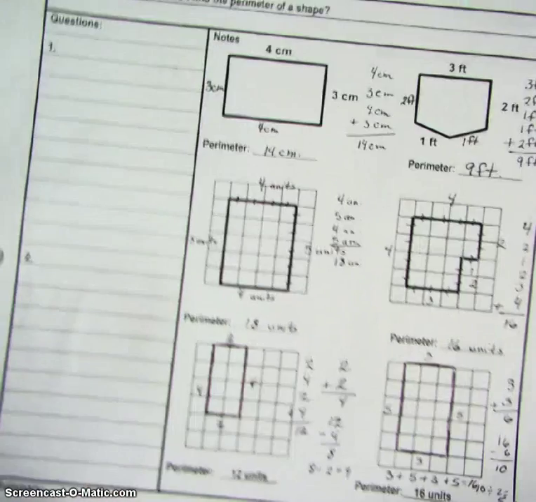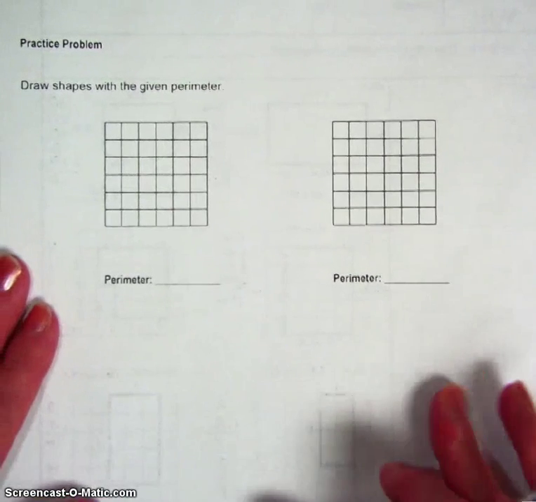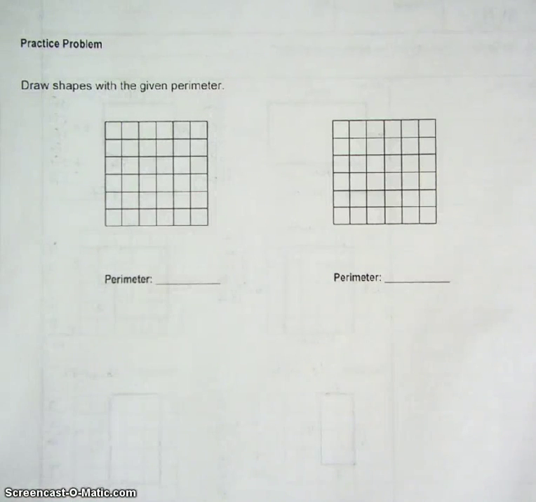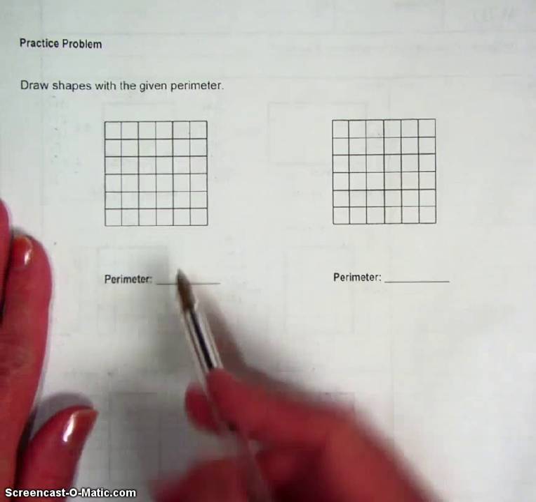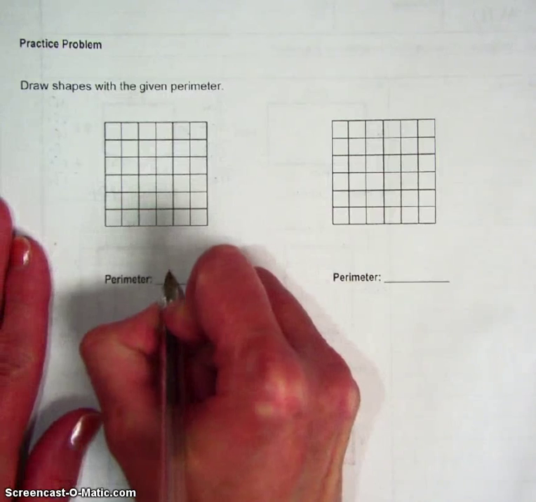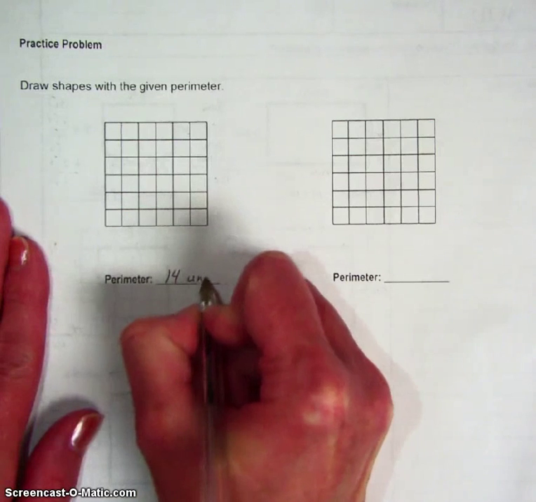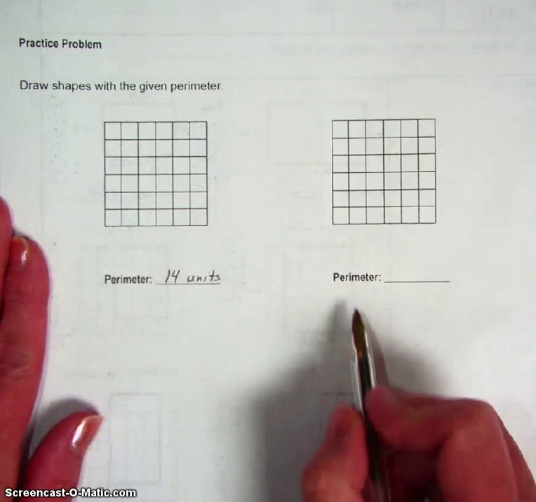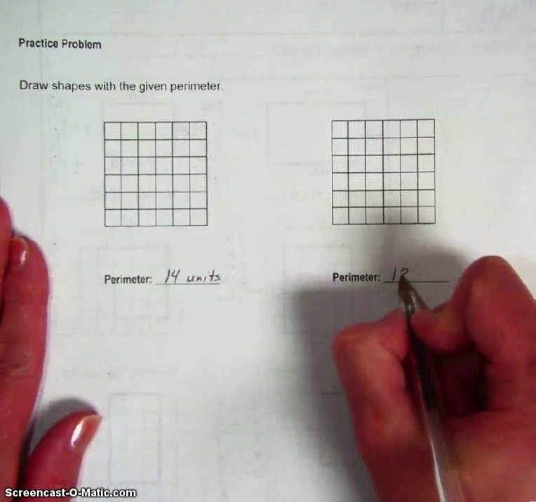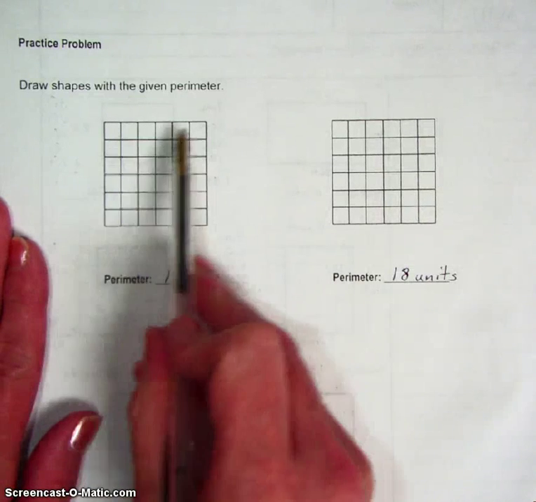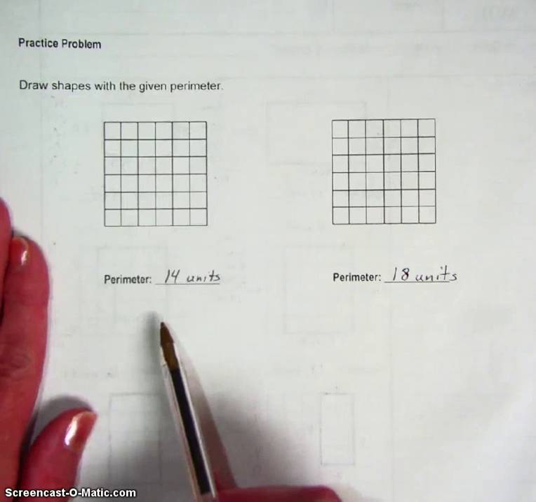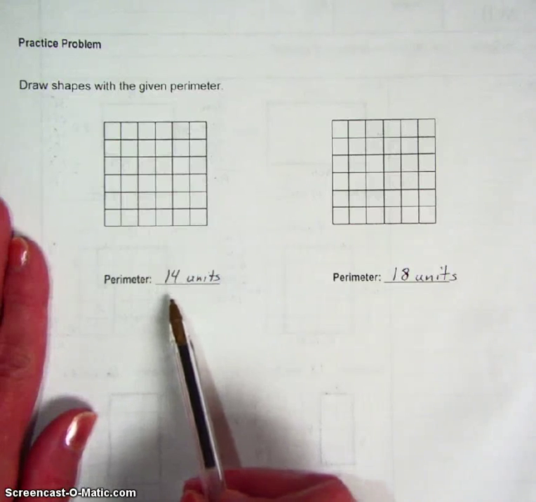On the back of your page, you have 2 grids, and it's asking you to draw shapes with the given perimeter. For your first shape, you're going to draw a shape that has a perimeter of 14 units. On your second one, you're going to do a perimeter of 18 units. Make sure that you go back and count to make sure your perimeter is correct after you've done your shapes.